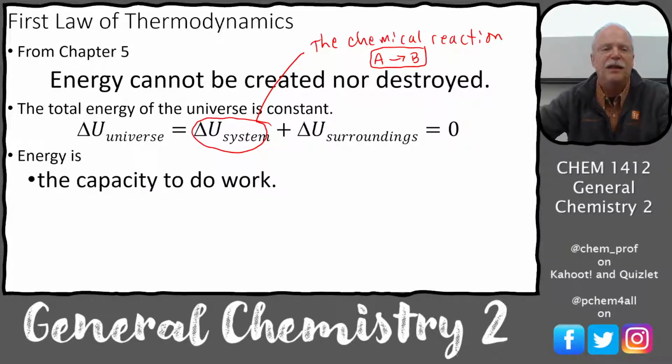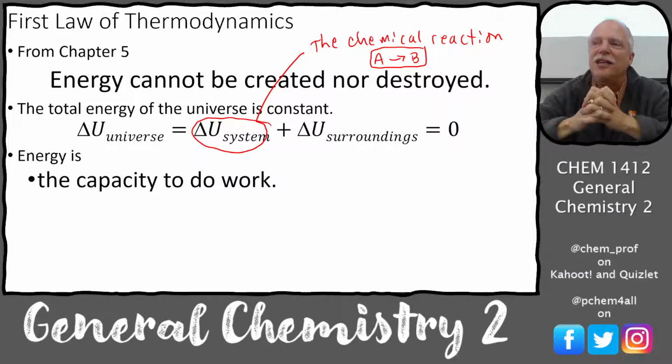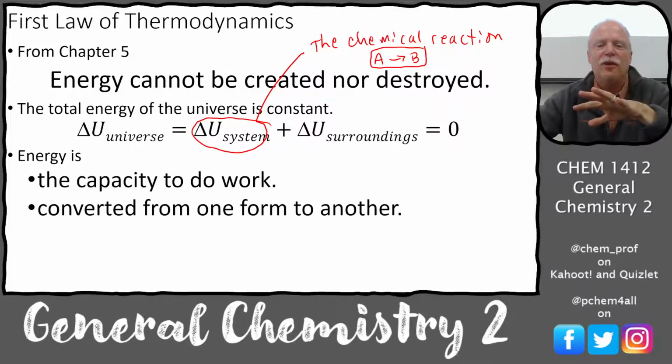So energy, the definition is the capacity to do work. That's kind of a strange definition. We're not really telling you what energy is. We're telling you what energy allows. We really don't know what energy is. So this is like the working definition of energy, but have you really thought about what is energy? It's a strange thing. It's just the capacity to do work. It can be converted from one form to another.